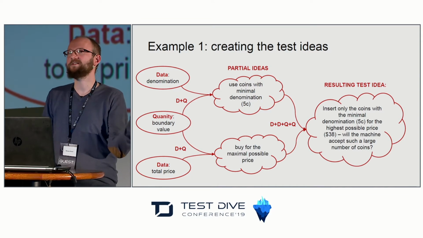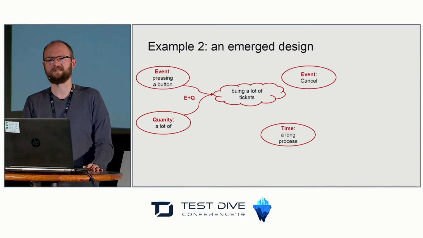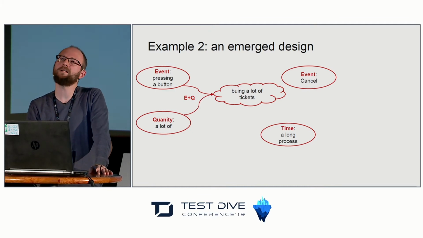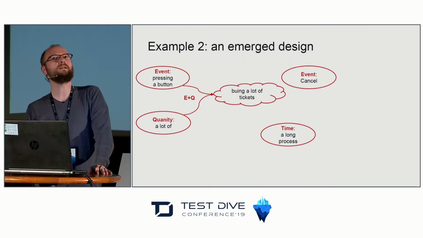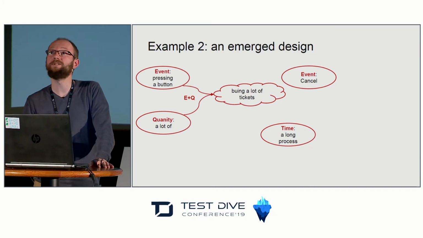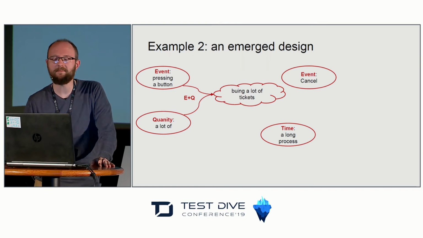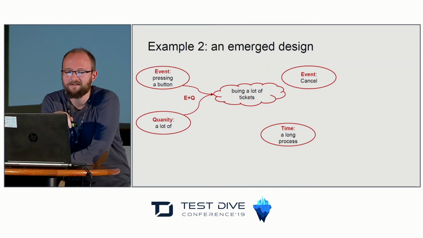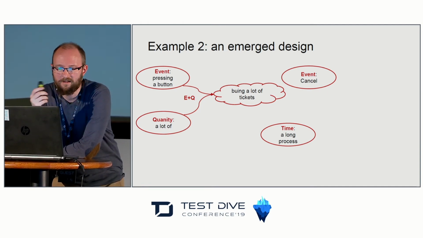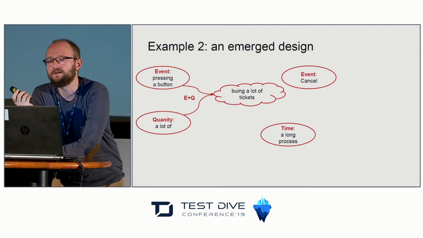So that's the first example, how to create these ideas. Another interesting thing is that using such an approach can allow us to rethink some things related to design, to application design. For example, when we consider pressing a button and a quantity which is a lot of, we can combine them to an idea: buying a lot of tickets.